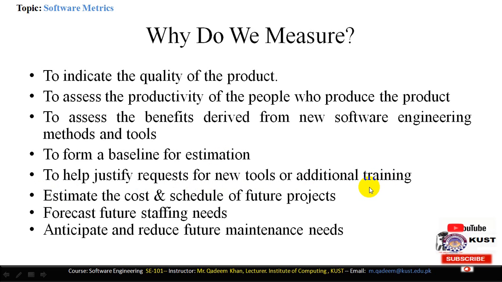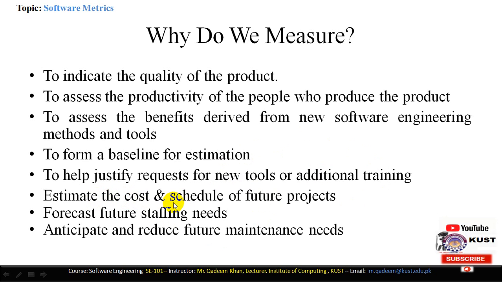So here, when new tools or additional training are required by the developers or our staff members, the software metrics will help us identify that there is a need for new tools and additional training. For example, if the productivity of a programmer is becoming lower day by day, we will think about additional training for the programmer, and also that there is a need for new tools because the previous tools are not very helpful for the programmer.